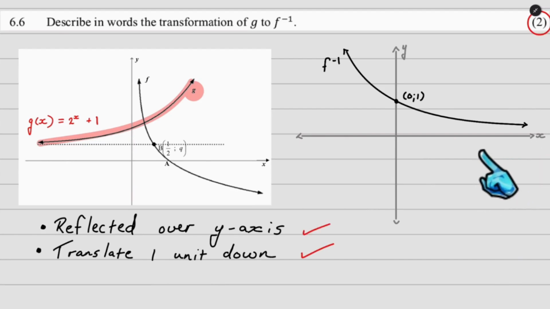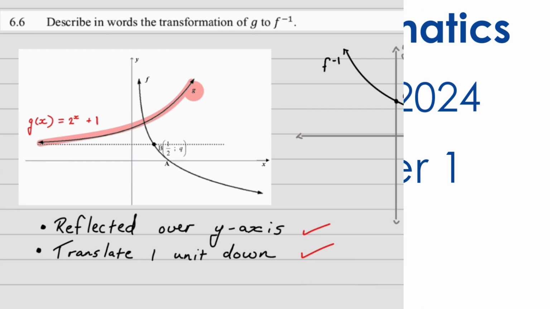And then last but not least, let's have a look where those 2 marks came from. Each description, or basically each transformation, will get you a mark. So reflected over the y-axis, first mark, translate 1 unit down, gets you the second mark.